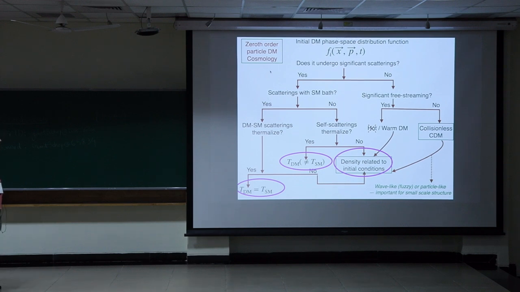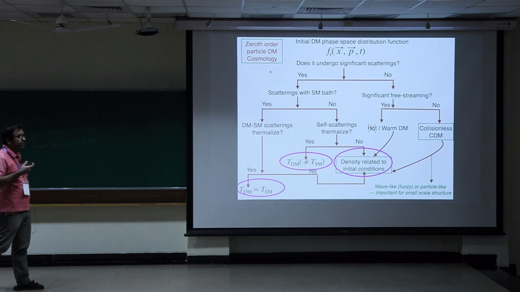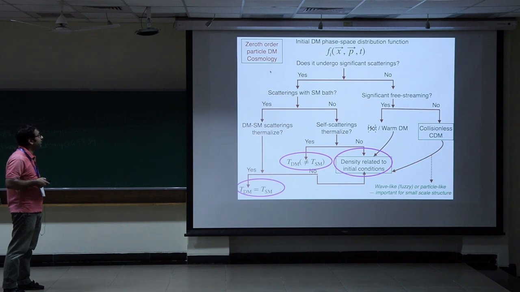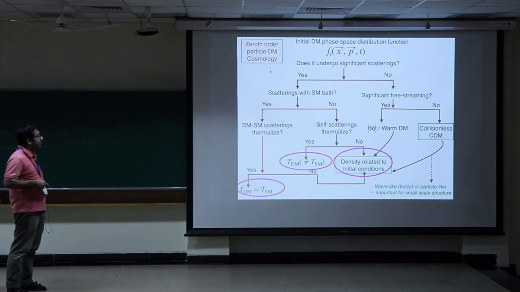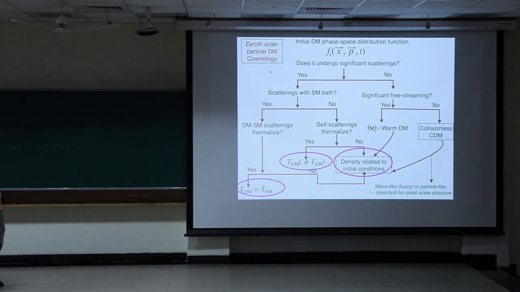Okay, so this is a one-page summary of zeroth order particle dark matter cosmology. You start with the initial distribution function in phase space of dark matter, which might be populated by some mechanism. And then given the distribution function, one needs to answer this question whether it undergoes any significant scatterings. If it does not, then the next question is whether there is any significant free streaming. If not, we end up with this collisionless cold dark matter paradigm, the standard paradigm. If there is free streaming, depending upon the magnitude of the free streaming, we might end up with a warm or a hot dark matter.